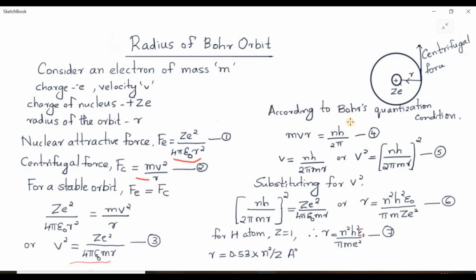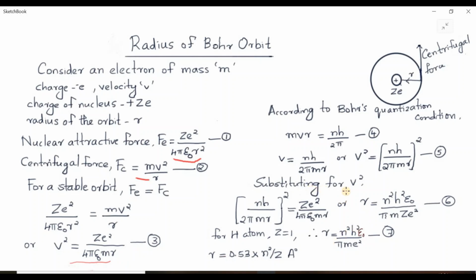In Bohr's theory, we have seen that only those orbits are permitted for an electron in which its angular momentum is an integral multiple of h by 2 pi. That is, the angular momentum is quantized, and that is given as mvr is equal to nh by 2 pi, where h is the Planck's constant. So v equals nh by 2 pi m r. On squaring, we get v square is equal to nh by 2 pi m r the whole square. Equation 5. In equation 3, we have v square is equal to Ze square by 4 pi epsilon naught m r.